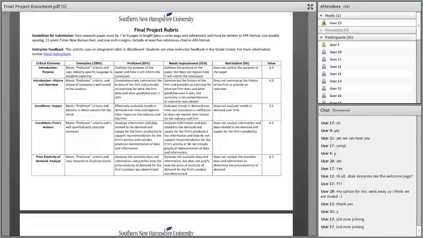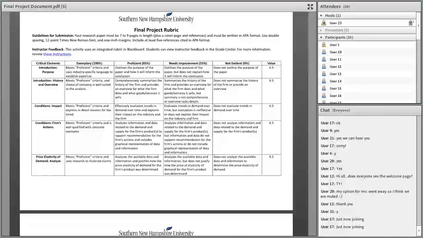The second part of your milestone for this week is the history and the overview. So you want to summarize comprehensively the history of the firm. If you notice, the difference between the needs improvement and the proficient is that word, comprehensively. So if you just write one brief paragraph about the history of the firm, and that is all you write about that firm, you're probably going to get a needs improvement. You want to write a good detail of information, a couple of paragraphs in which you provide an explanation of what the firm does, and again, we said what goods and services it sells.